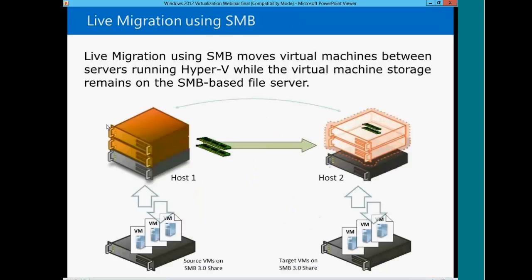Using SMB for migration, I can put my content on an SMB share. The host is hosting the running virtual machine. That is the processing and the memory, but the actual storage is sitting out on my SMB share. If I decide to move it, we need to copy over the memory and the state of the machine, but all of the external storage is still on the SMB share. So basically just switch over the file handle to the other host.